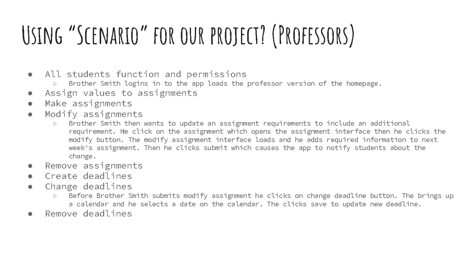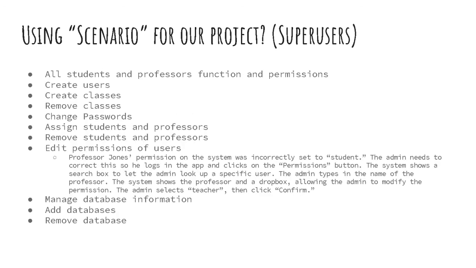And then he also wants to change the date because he did add more things to the assignment. So he goes in and changes the deadline by clicking on the change deadline button, which brings up a calendar. He clicks on the button, and then he's able to save that. After he updates that, he goes back and saves the information, which emails and notifies all of the students that are inside the class.